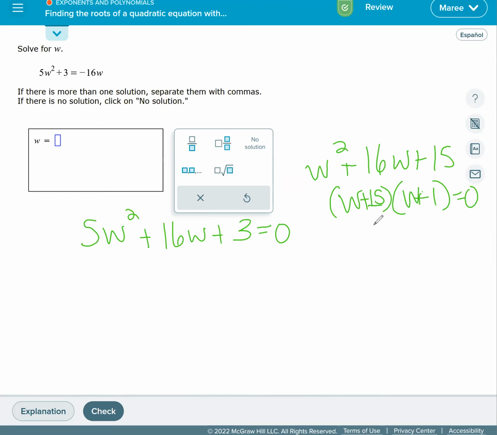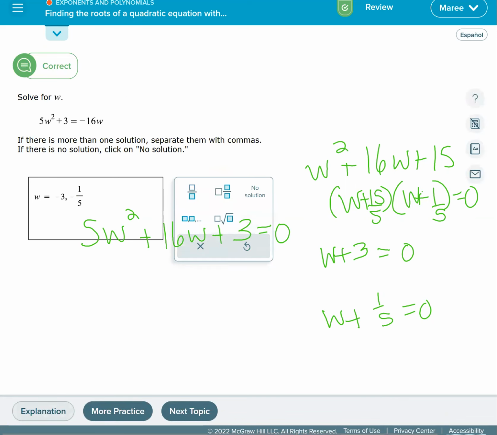So we have to divide by our 5. This is very important. 15 divided by 5 is 3. So w plus 3 has to equal 0, and w plus 1/5 equals 0. So our solution is a negative 3 or a negative 1/5. And that is the end of the lesson.